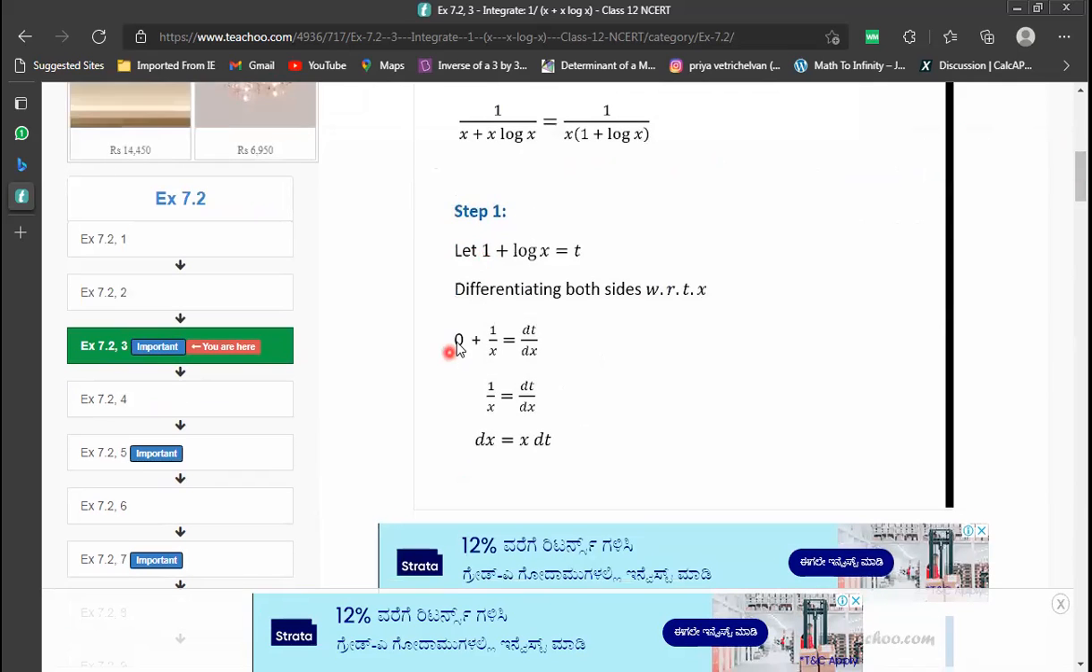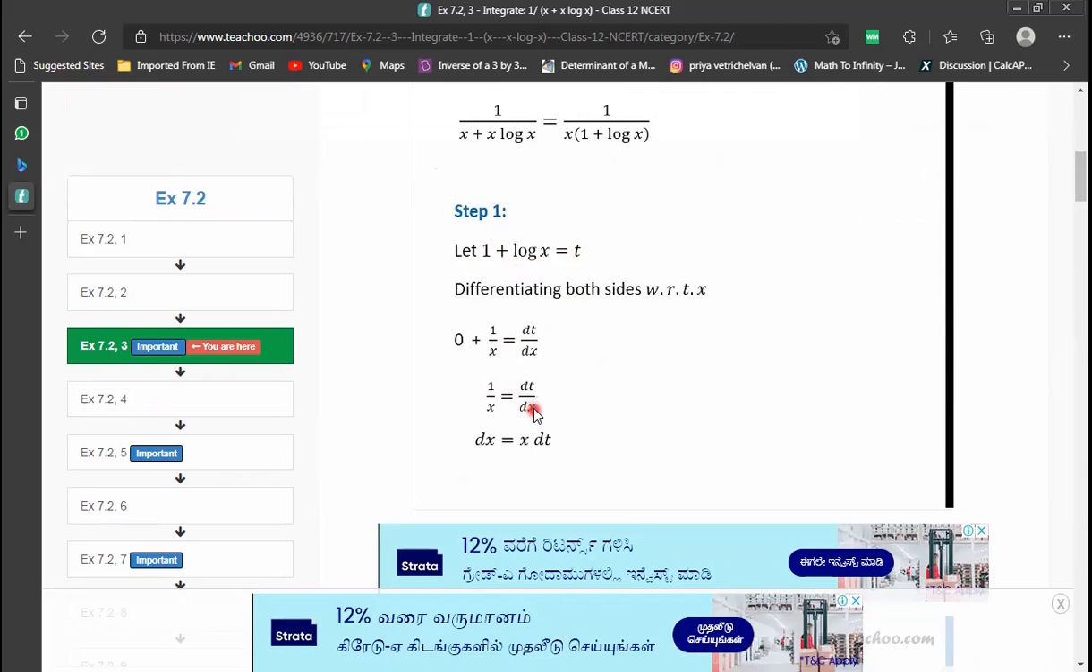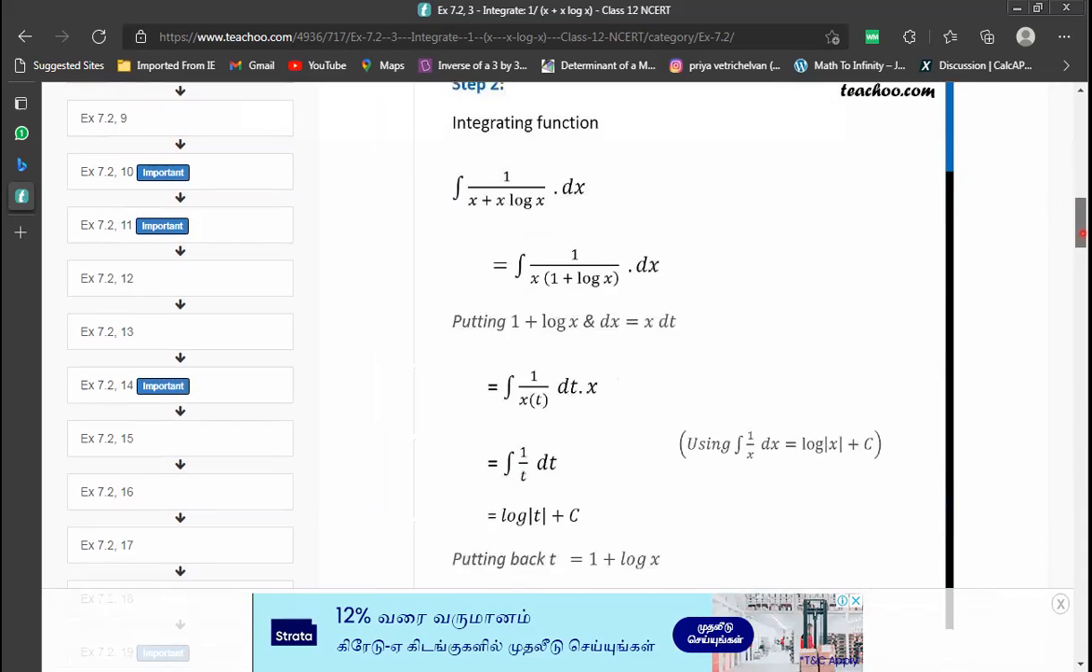When you differentiate both the sides, this 1 will turn into 0, this log x will become 1 by x, and this t will turn into dt by dx. So now you can rewrite this as dx is equal to x into dt. Now we can convert the question in terms of t.